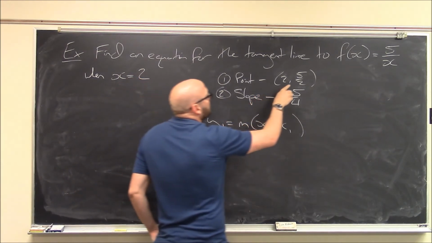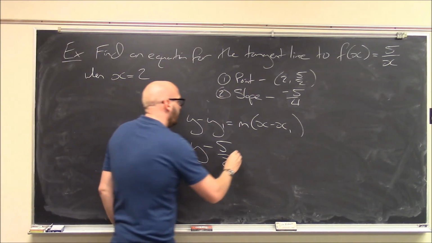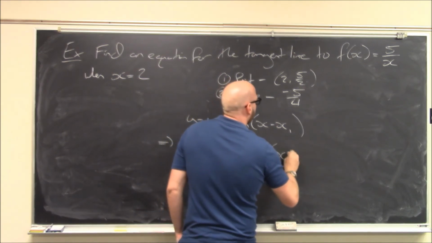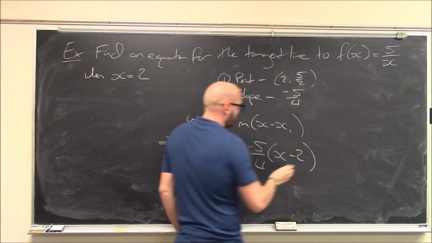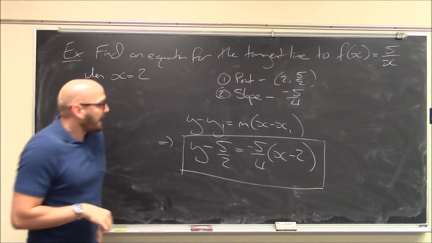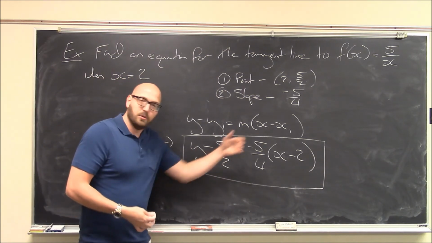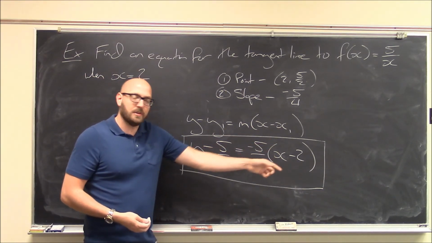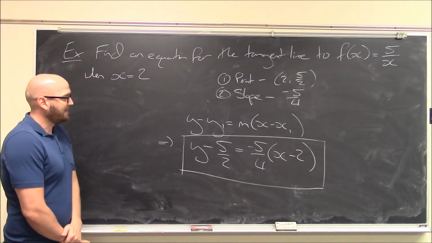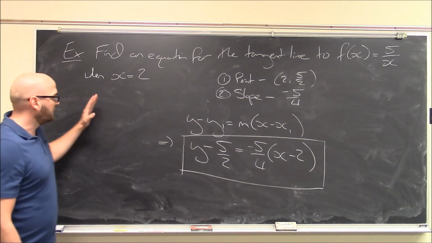y minus y1, y minus 5/2, the y coordinate of the point on the line, equals m, minus 5/4, times x minus the x coordinate of the point, 2. And I'm happy to leave my answer in this form. Again, if my math lab says give your answer in the form of y equals something, well, you just add 5/2 to both sides. And probably distribute this out and simplify. But yeah, there's an equation for the tangent line. I've erased it at this point, but it was the green line.